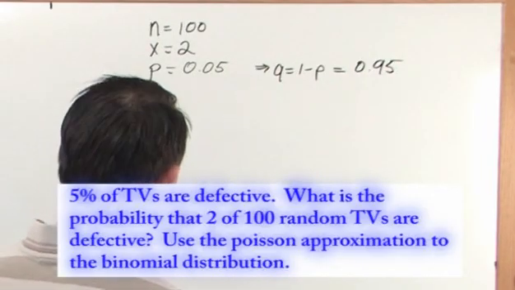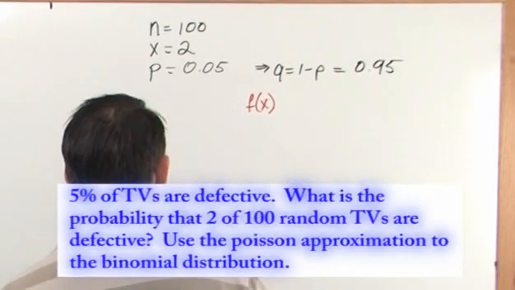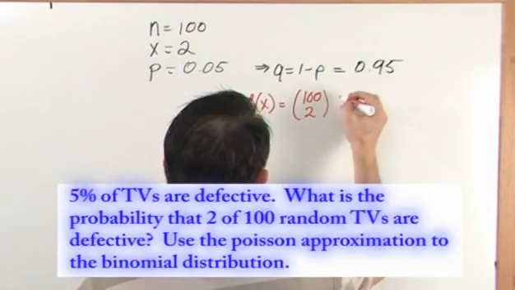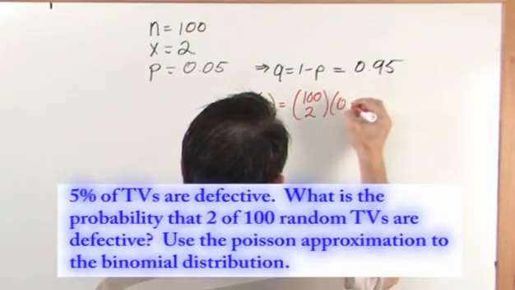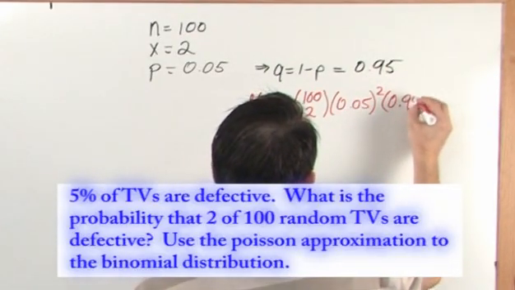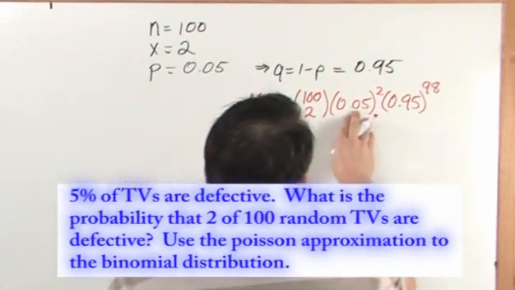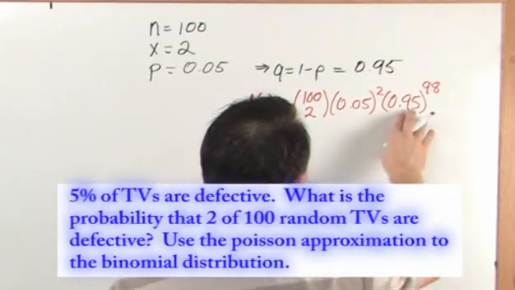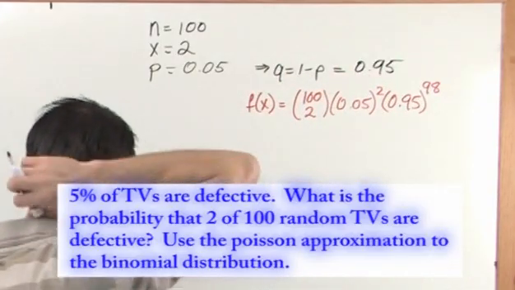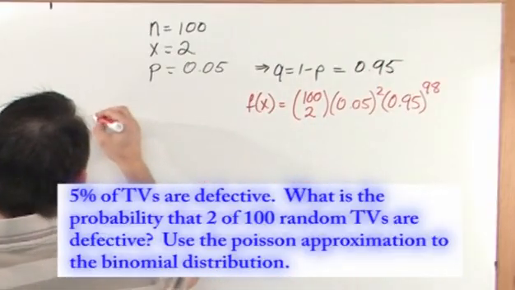So just because we can do it, let's write that down. The way you would write the binomial down here, it would be 100 choose 2, okay, times p, which is 0.05 to the power of 2, times q, 0.95 to the power of 98. This is my two defective televisions. These are my 98 healthy televisions, and these are the number of combinations I can arrange them 2 at a time out of 100. So keep this alive in the back of your head. We're going to come back to that.